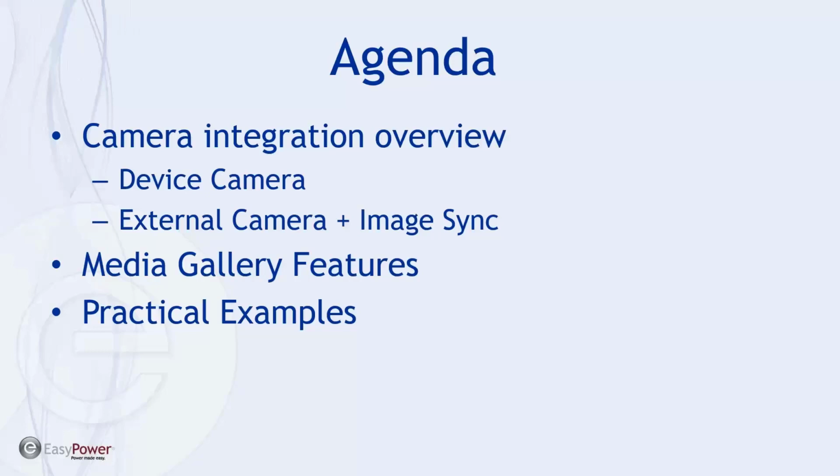We'll also do the same thing with an external camera and show how you sync those external images in a way where EasyPower can automatically associate them. We'll cover media gallery features, which is something we've improved to help better, more intuitively and easily handle pictures and linking within EasyPower. And then finally, the practical examples that we're going to cover are entry of, say, a transformer based on a transformer nameplate, and we'll do a breaker based on a breaker nameplate, again using some of the new features that we've brought into EasyPower with the release of 10.6.